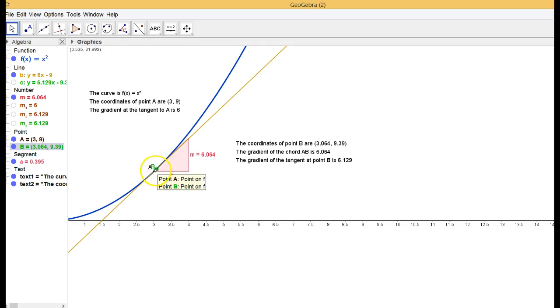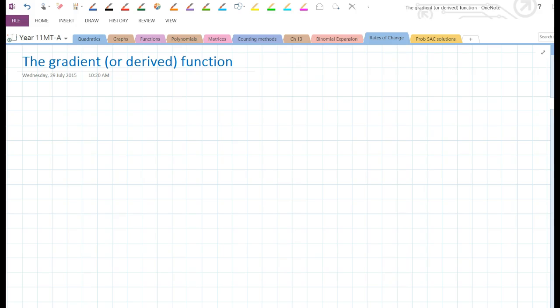So this is the process that we've been looking at. We started out by looking at an average rate of change between A and B, and now we've really started to concentrate all our intellectual energy on getting a really good approximation to the gradient of the tangent at A, because that's called the instantaneous rate of change at A, and it opens up this big new field of exciting maths called calculus. Now let's get into the notes.